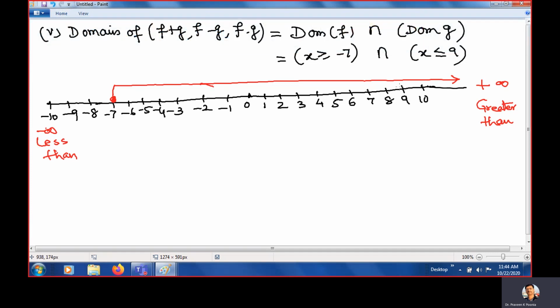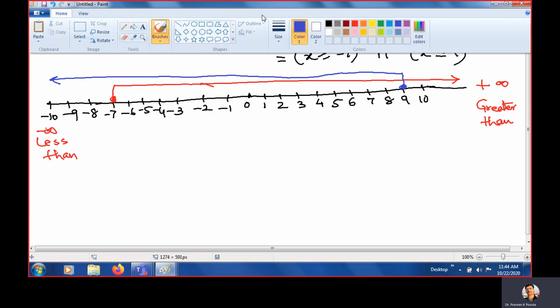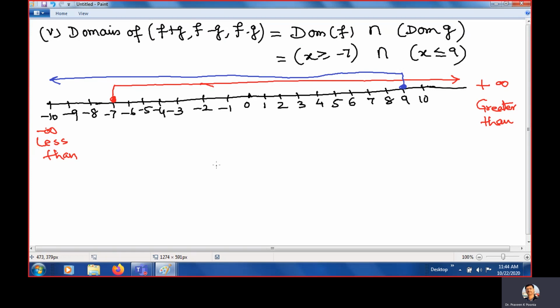Now x less than or equal to 9. This side is less. Clear? Now you need to focus where both the colors are there. That is the common portion. Clear? If you see here, here, look here and here, in this interval both the colors blue and red are coming. So this is the intersection portion.